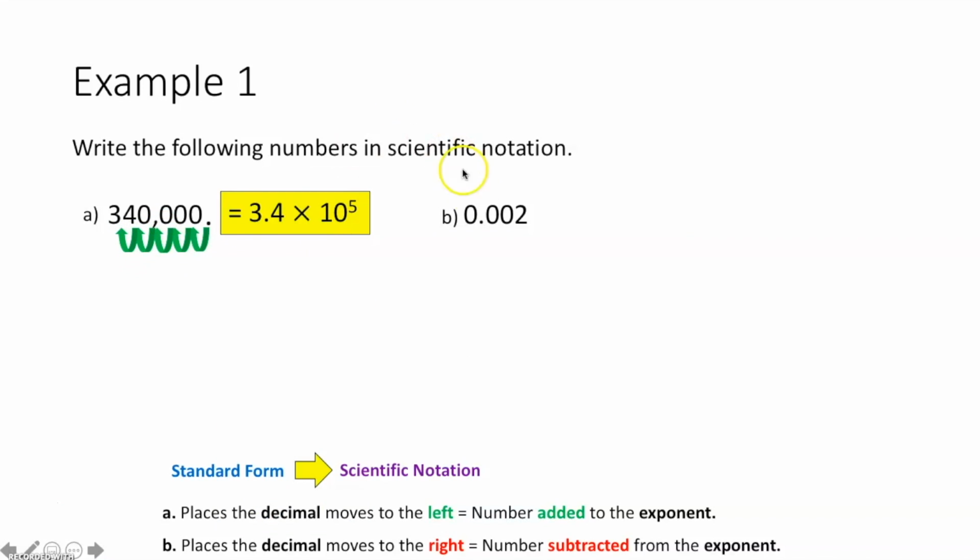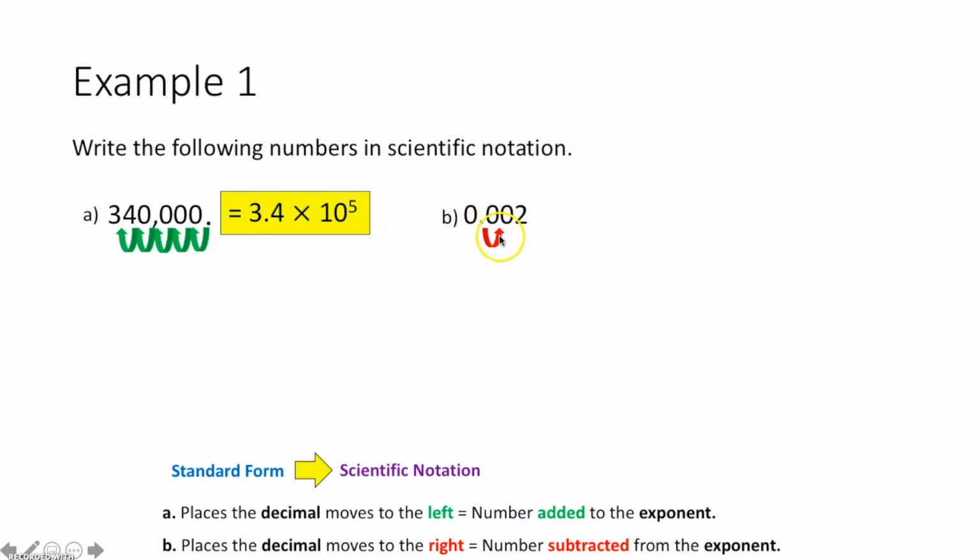Let's try it again. So here we have 0.002. What we're going to do is take our decimal and move it until we get a number that is between 1 and 10. So I'm going to move it to the right this time, right? I can't move it to the left because that would get us farther and farther away from a number between 1 and 10. So I'm going to move it to the right.